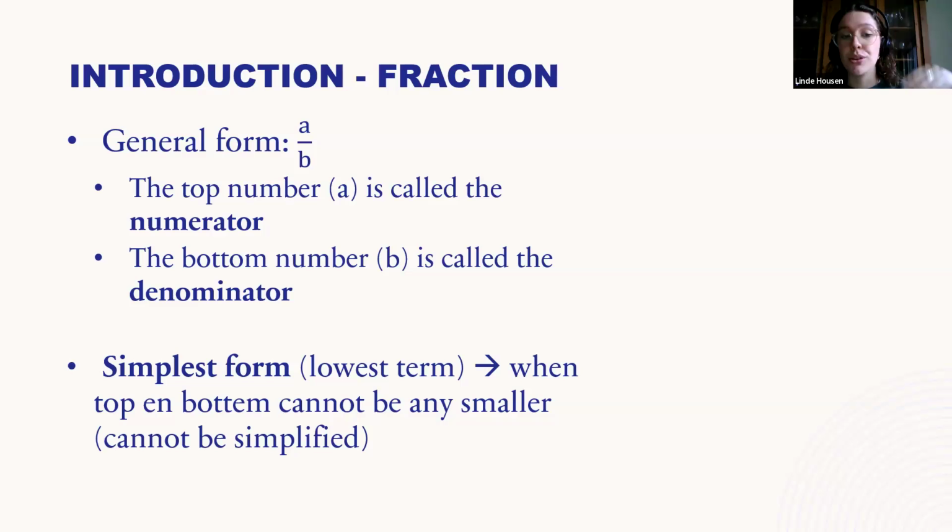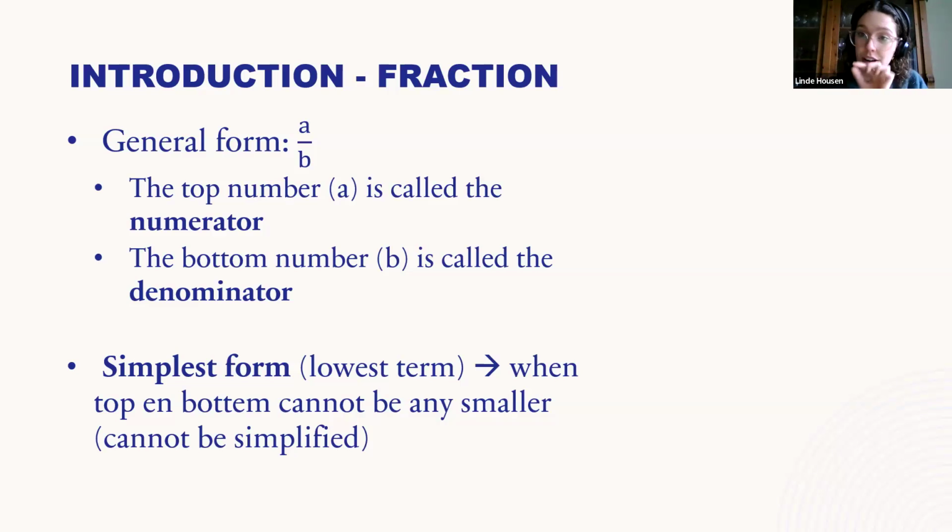And then we have also the simplest form, or also called the lowest term. And it means when the top and the bottom cannot be any smaller. I see I have a little spelling mistake. I'm sorry, but it's because my presentations are always made in Dutch. So sometimes it changes itself to Dutch, but it's meant to be an and. But I hope you can read it still. So we will zoom in a bit more on the simplest form, since I expect you guys to be able to change a fraction from a not simplest form to a simplest form.